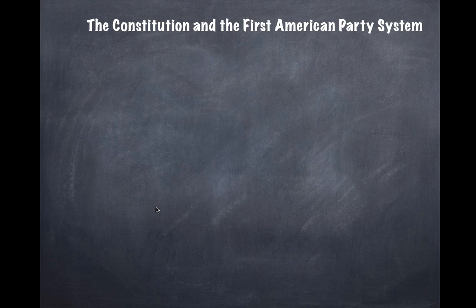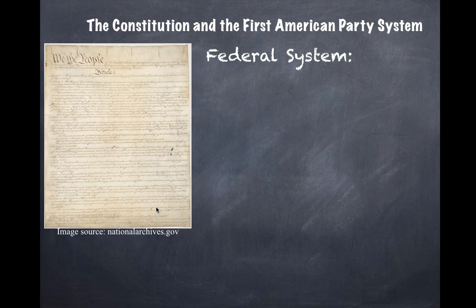Today, for a few minutes, I'm going to talk about the Constitution and how it was structured that led to what we call the first American party system. What we mean by that is we're talking about the first two American political parties. So as we remember from last week, the Constitution set up a federal system of government.